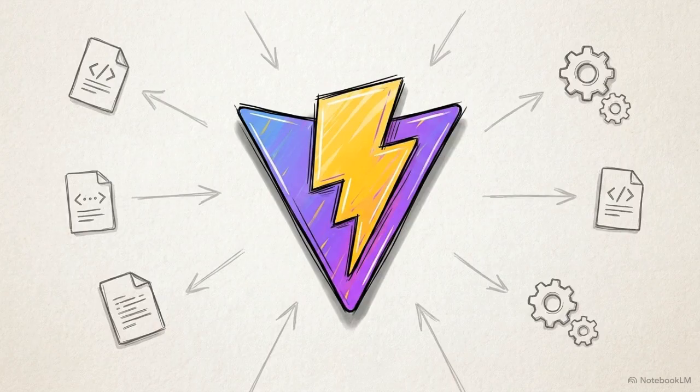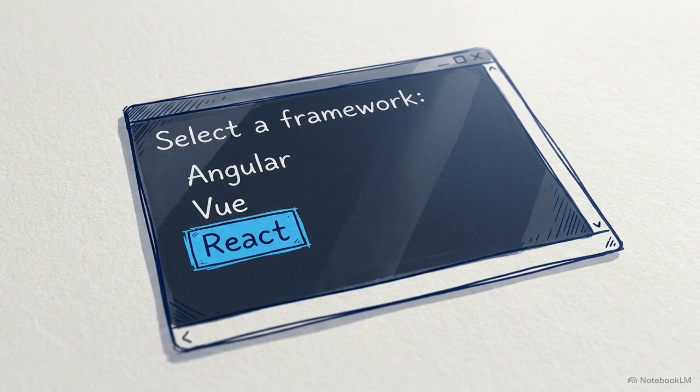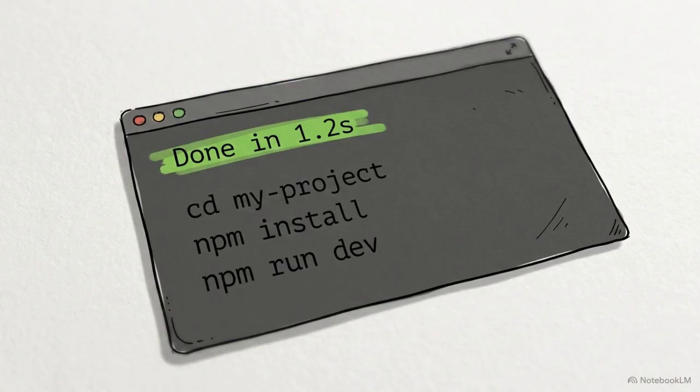Now let's try the modern alternative, Vite. Open a new terminal and type npm create vite@latest. Vite acts as a lightweight bundler. It asks interactive questions about your preferences, and your project is generated almost instantly.